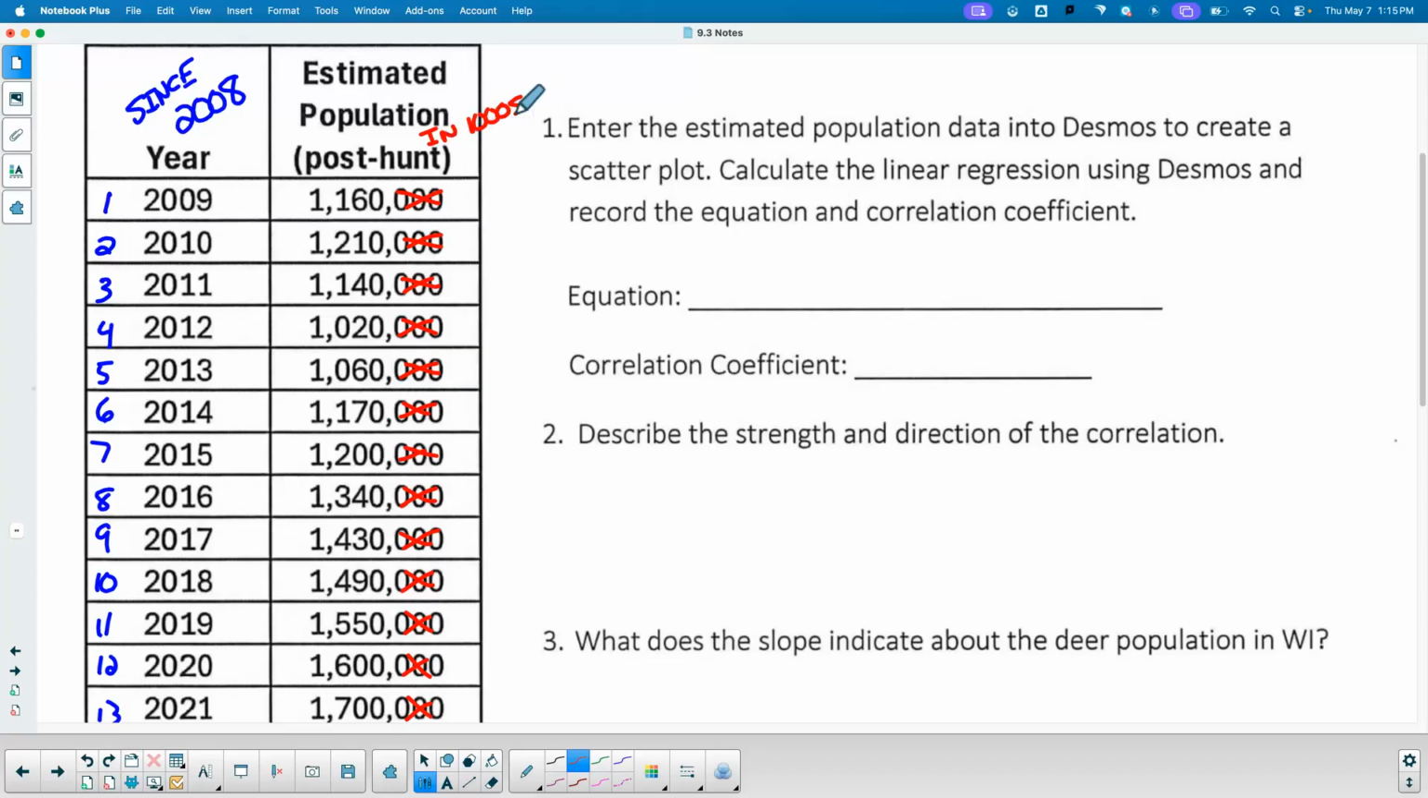Because now we're saying that 1,160 thousands is 1,160,000. You understand what I'm saying there? Because if we say that it's in the thousands, then we have to add those 3 zeros at the end.